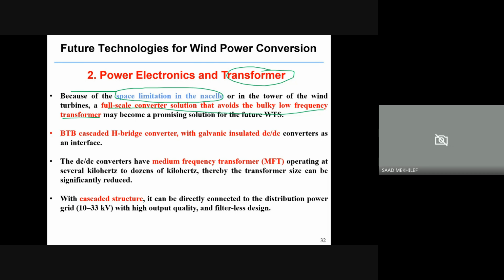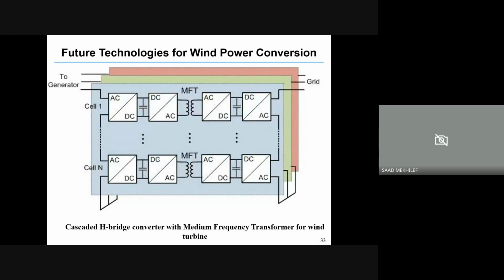Okay, back to back. This is another topology: back-to-back cascaded H-bridge converters with galvanic isolation DC-DC converters as an interface. This is one of the ways. Okay, this is how it looks. So what's happening here? This is the future technology for wind turbine conversion.